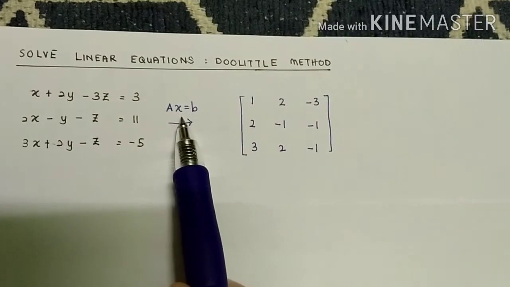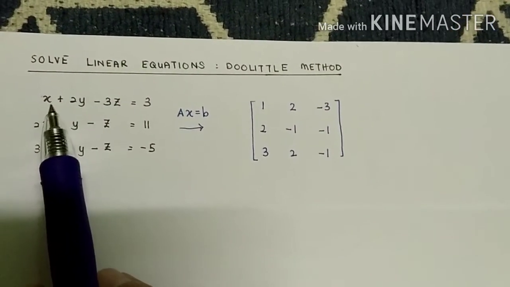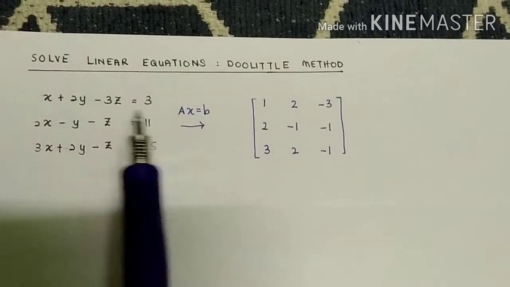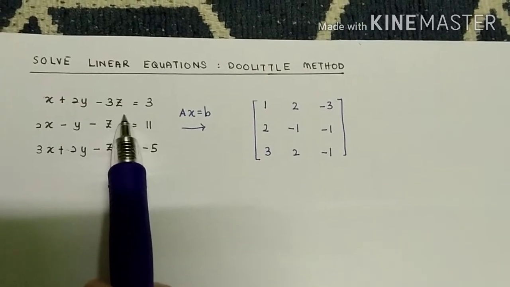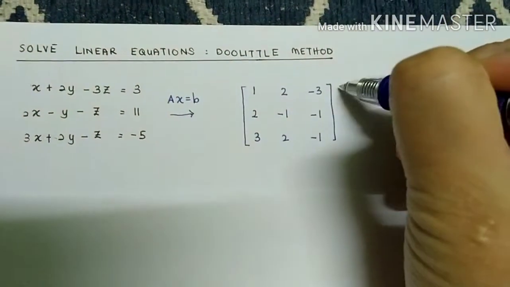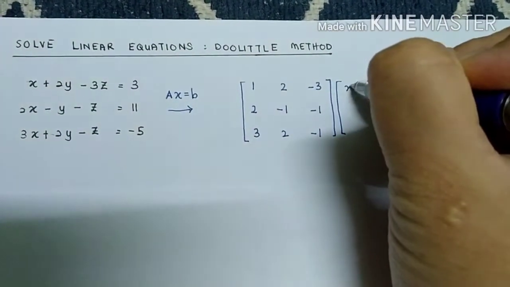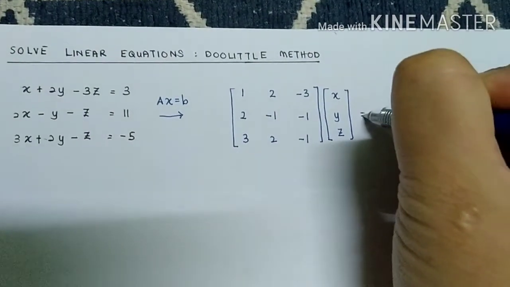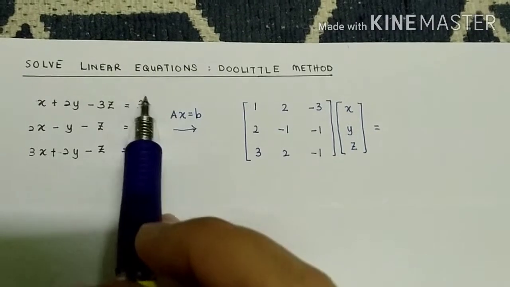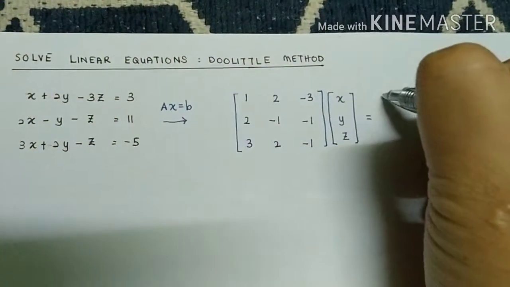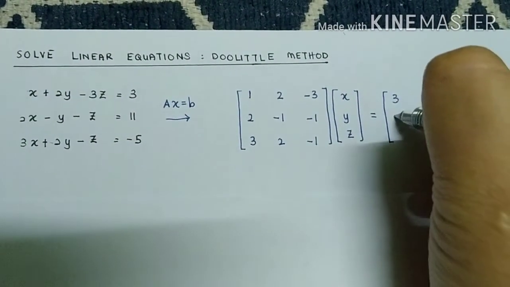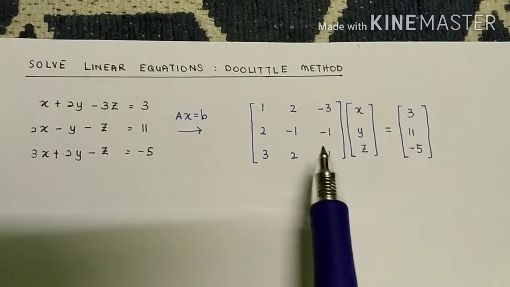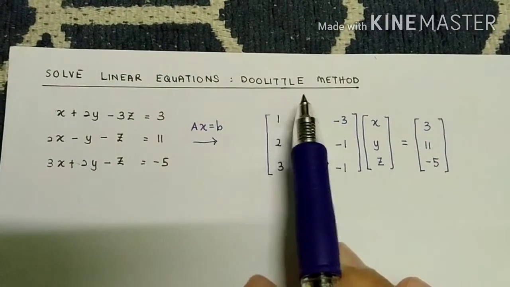And then we have x. Matrix x is our unknown, what we must find from the equation. For this equation, we must find the value of x, the value of y, and the value of z. So x, y, z is our unknown, so our matrix x is x, y, and z. Equals to b. Matrix b is the solution at the right hand side here, so we have 3, 11, and negative 5.